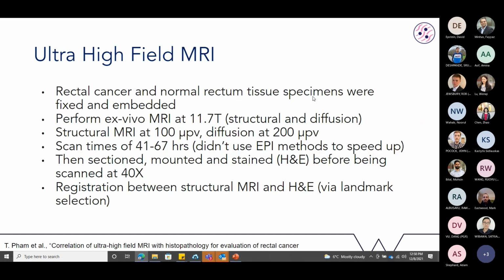So 2 real quick examples here. We've got ultra high field MRI. Ultra high field MRI is anything that's generally classed to be over 7 Tesla MRI, and this is done in rectal cancer. They've taken the specimen, scanned it, and performed structural and diffusion MRI, and this takes quite a long time, nearly 2 to 3 days, to perform at such high resolution.